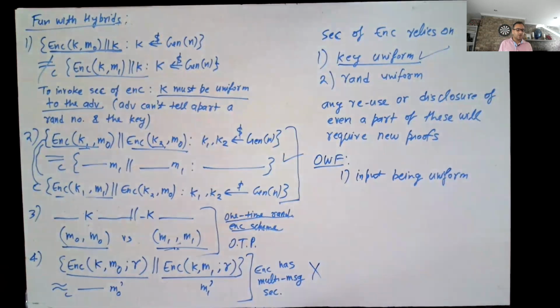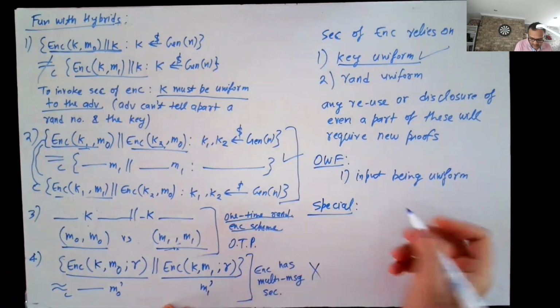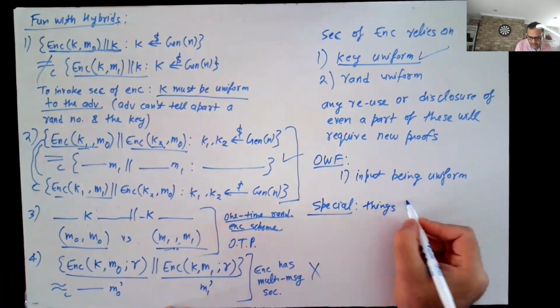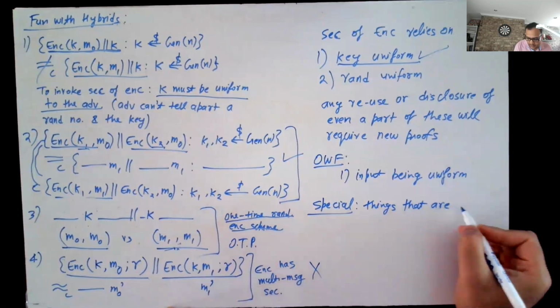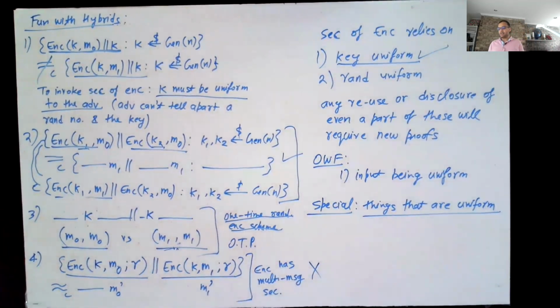So that's why it's very important to look at security definitions and hard code in your brain what the security relies on. You have to pay special attention to things that are uniform. This is probably the most important. Things that are uniform mean that the adversary really must have no idea about that. And only then does the security hold; otherwise the whole thing might just go out of the window.